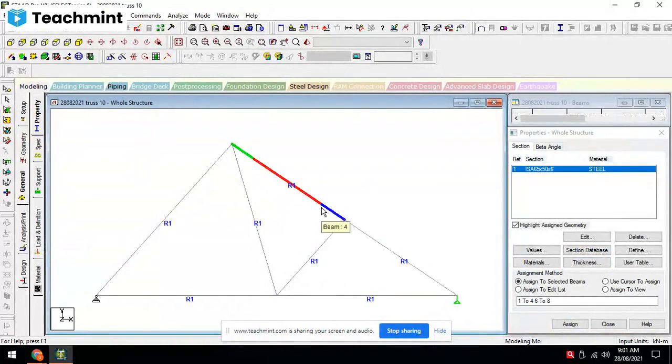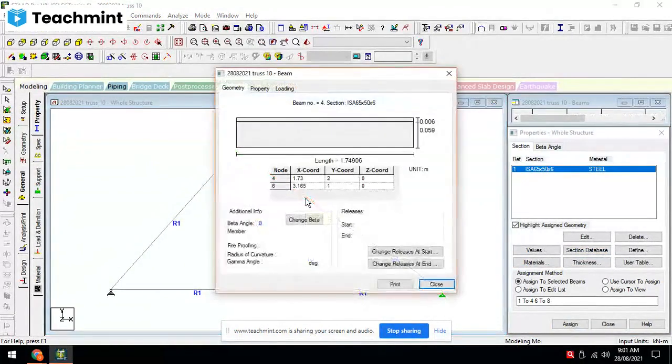So now these are the two beams. Now what we have to check here, we have to see the dimension, that is 1.75. This dimension you must write down, because if you apply the inclined load, you must know the correct dimension.